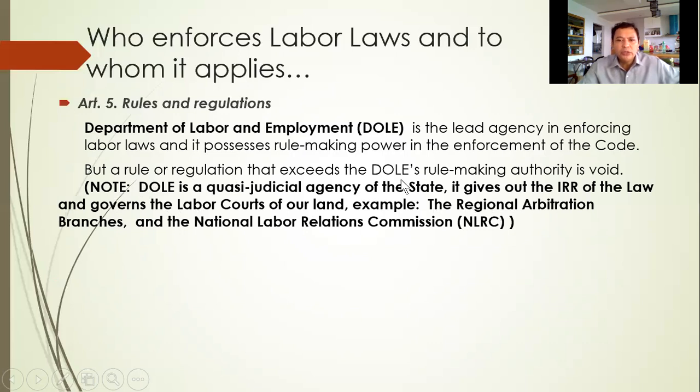But a rule or regulation that exceeds the DOLE's rulemaking authority is void. So this Article 5 grants the DOLE quasi-judicial power, meaning it is executive and at the same time judiciary and at the same time legislative in one. It is a quasi-judicial agency. It gives out the implementing rules and regulations of the law and governs the labor courts. They are the ones who make the labor courts, which are the Regional Arbitration Branches headed by the labor arbiters, and the National Labor Relations Commission, which is an affiliate of the RAB. This one is the RAB, Regional Arbitration Branch. So here in Region 7, we have it in Cebu City.